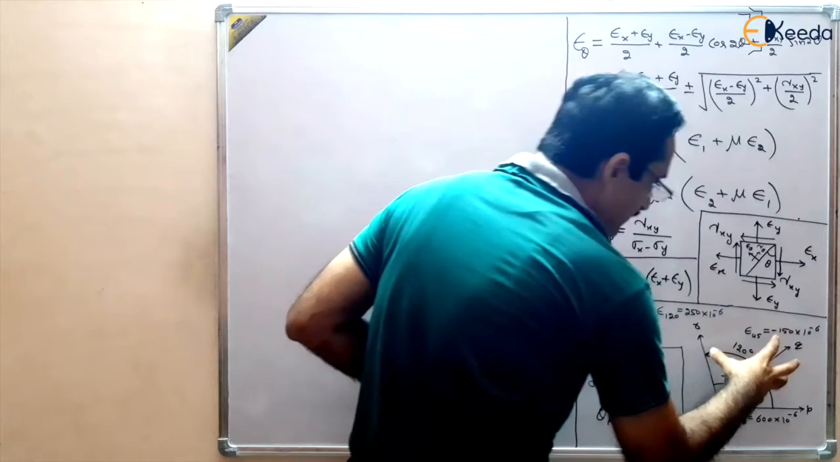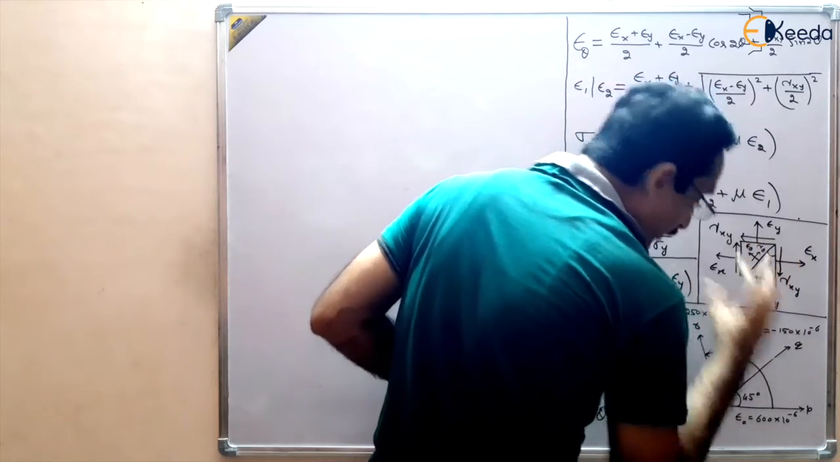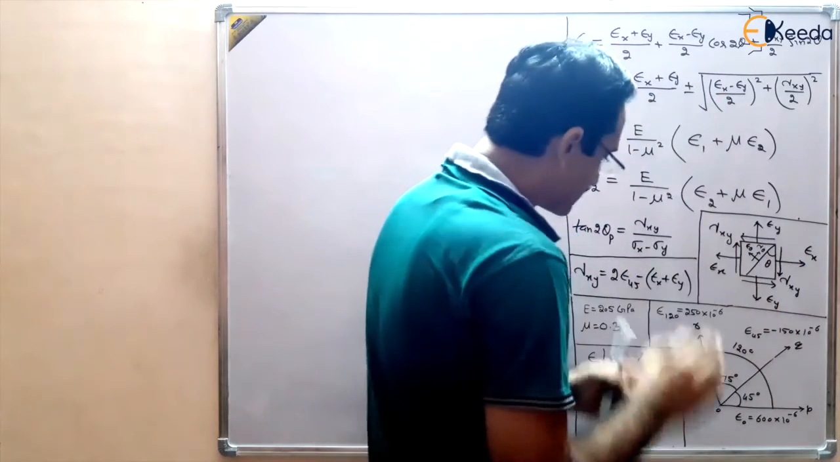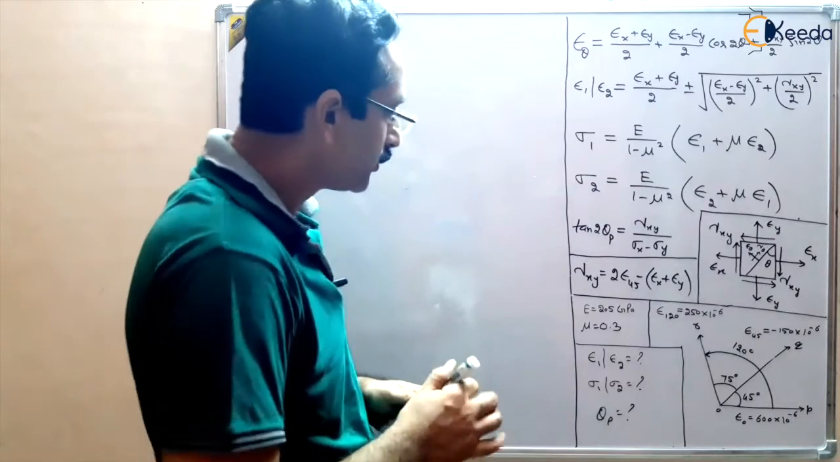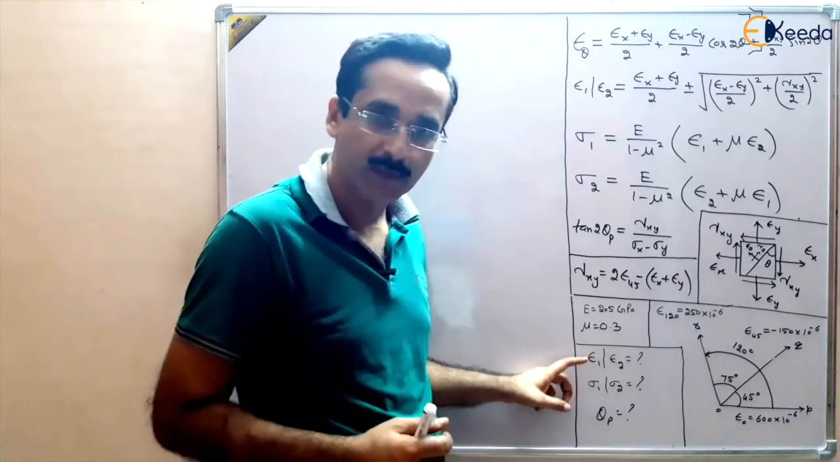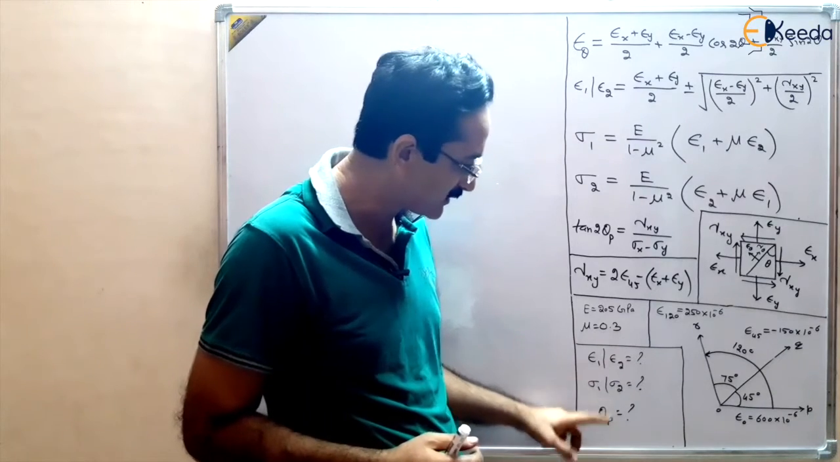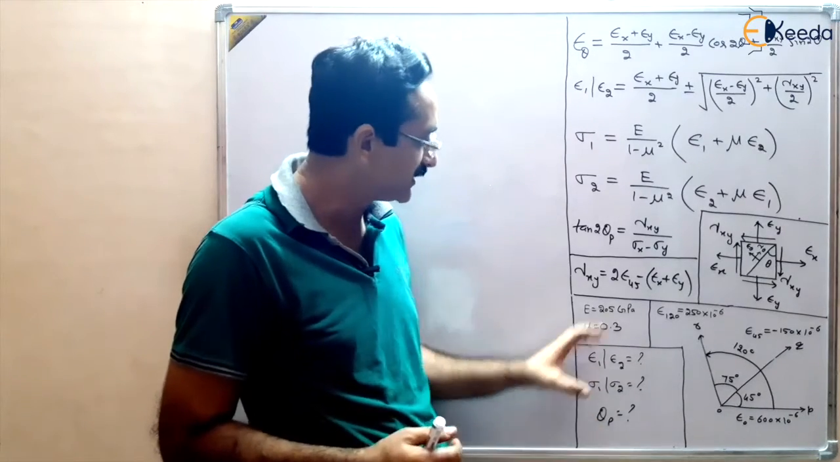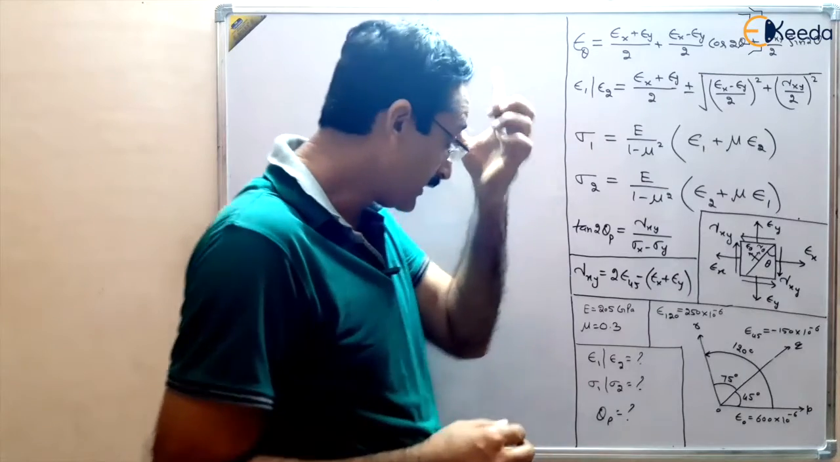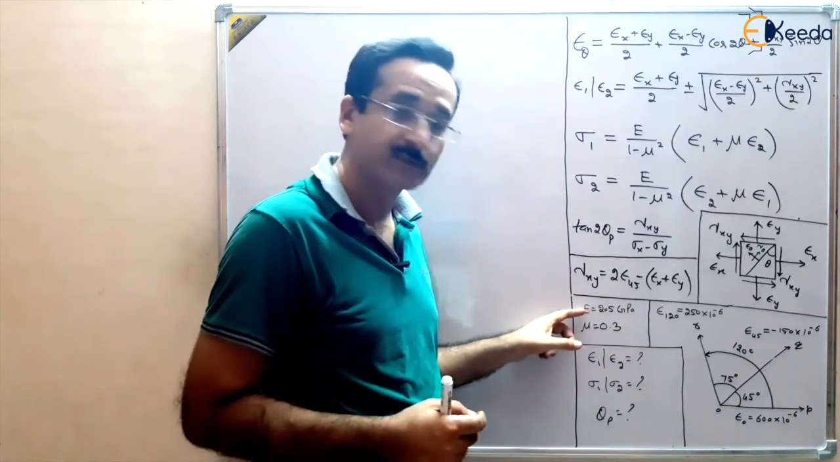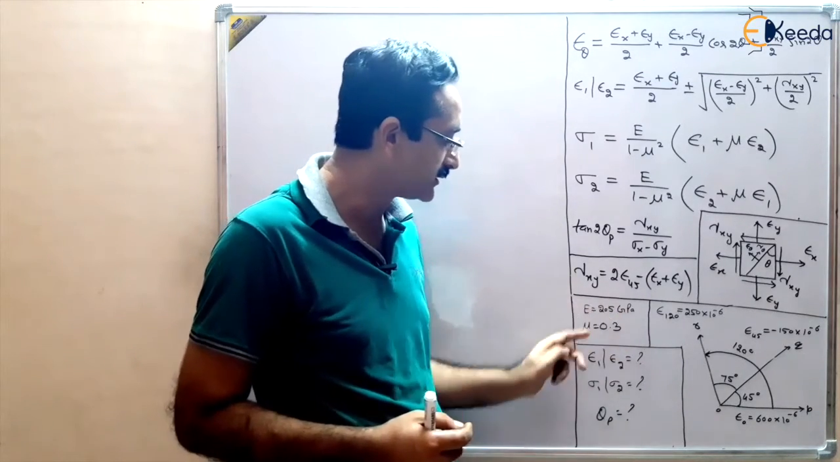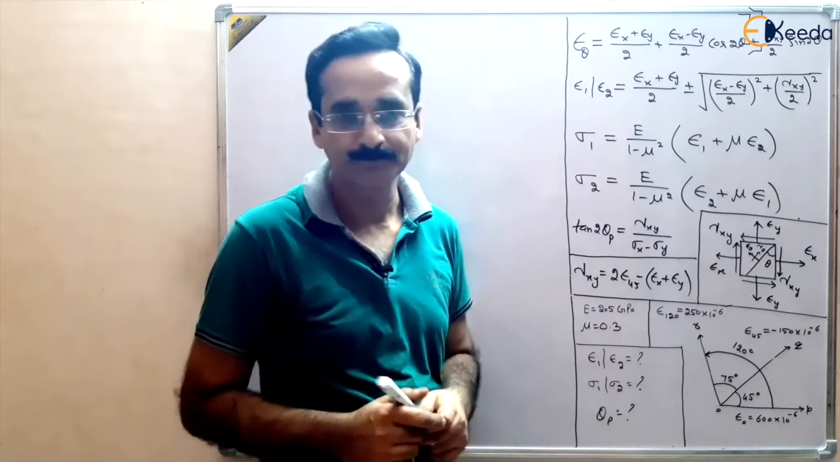So this is the strain rosette, with strain gauges applied at three places. We have to find the principal strains, epsilon 1 and epsilon 2, the principal stresses, sigma 1 and sigma 2, and the plane of principal strains. Also given are the modulus of elasticity of the material, 205 gigapascal, and Poisson's ratio, 0.3.